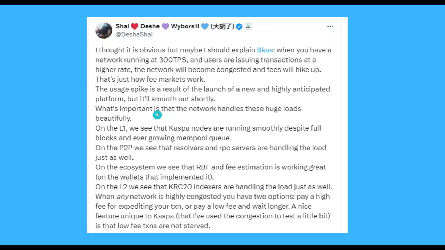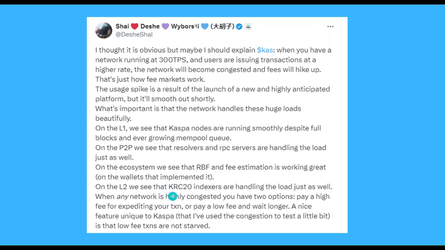But he gets on to what's important here. With that, if you want to push a transaction through, you can bid more to push that transaction through quicker. And due to congestion, fees will hike up. He said what's important is that the network handles these huge loads beautifully. On the layer 1, we see that Kaspa nodes are running smoothly despite full blocks and ever-growing memory pool queue. On the peer-to-peer side, we see that resolvers and RPC servers are handling the load just as well. On the ecosystem, we see that RBF and fee estimation is working great on the wallets that implemented it. And on the layer 2, we see that the KRC 20 indexers, so this is basically we're talking about Kasplex now, are handling the load just as well.